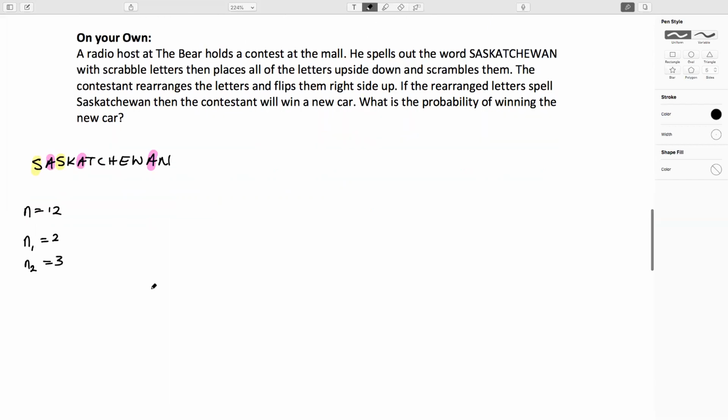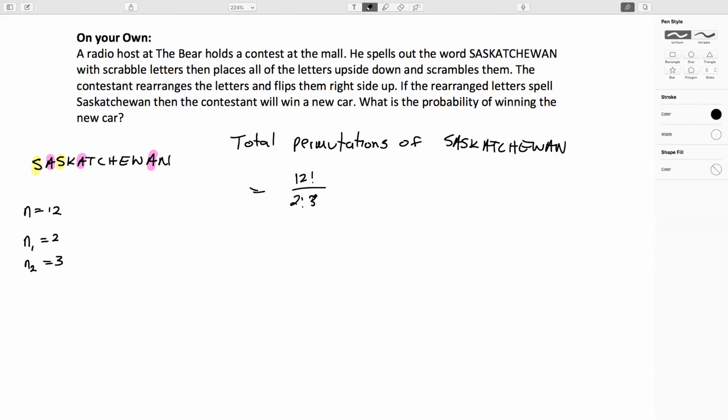Okay, so the total permutations of Saskatchewan are going to be 12 factorial over 2 factorial times 3 factorial. This is from permutations with repeated elements. There's a lot of ways to rearrange these letters. There are 39,916,800 words. So this word can become many, many, many words.